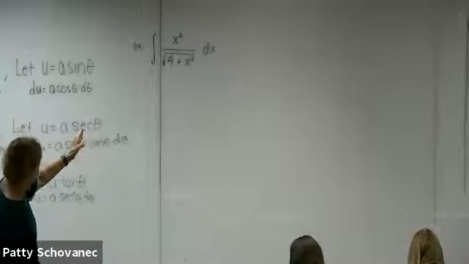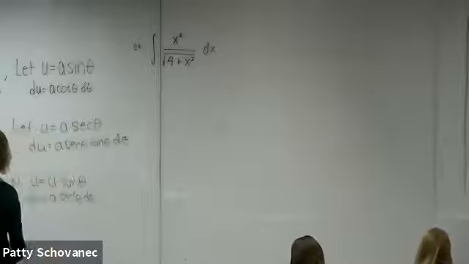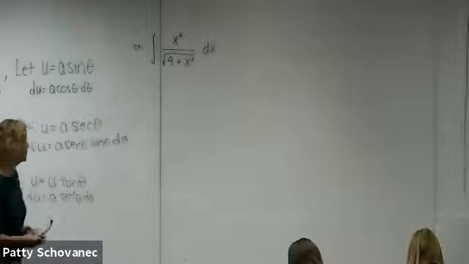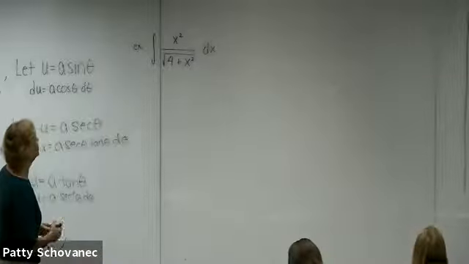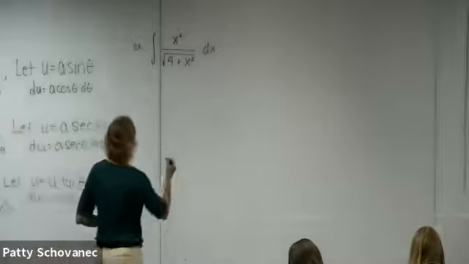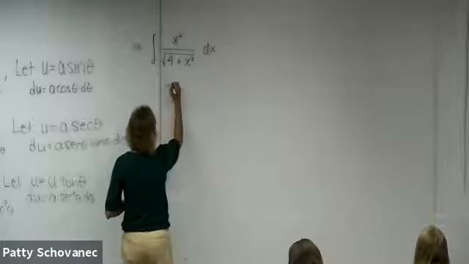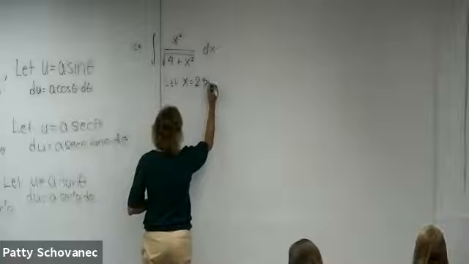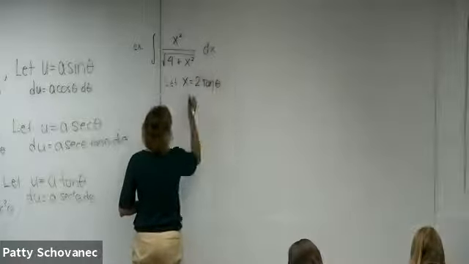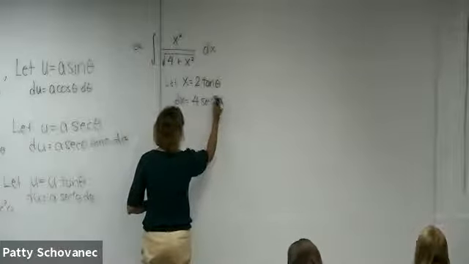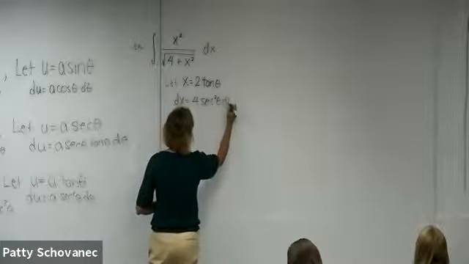So you see the plus sign under the radical sign? That means we're going to go with tangent substitution. What is the a in our case? So we're going to let x be 2 times the tangent of theta. Now we need a dx, so here it is. dx is 4 secant squared of theta d theta.